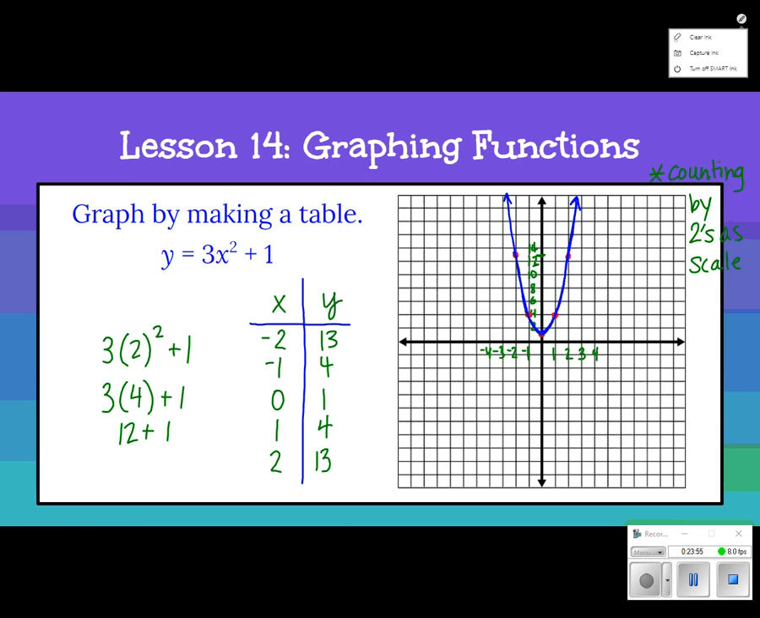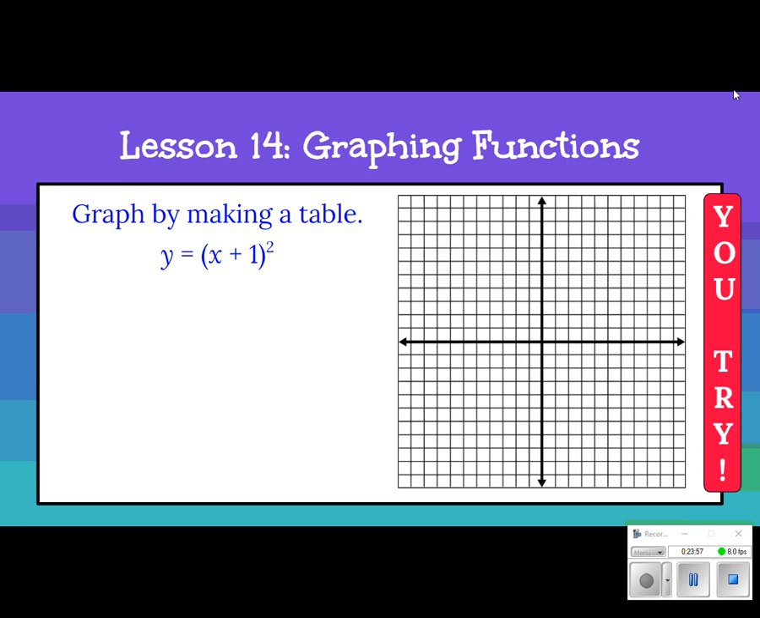Let's get another one. Actually, I think the next one's a you try. So pause the video, see if you can do this graphing and make a table. All right, I'm going to make my table in red this time.